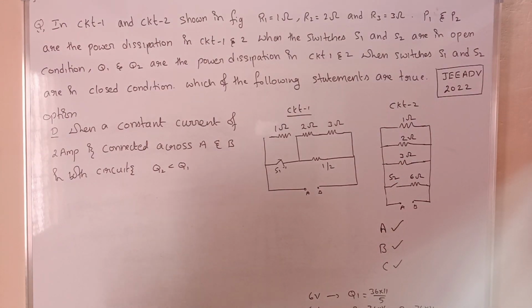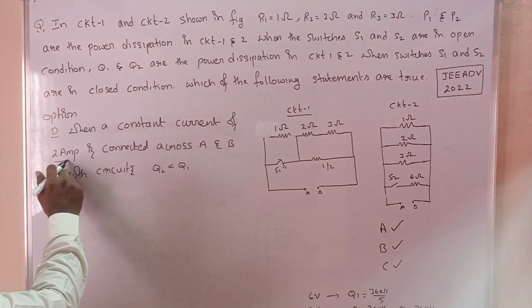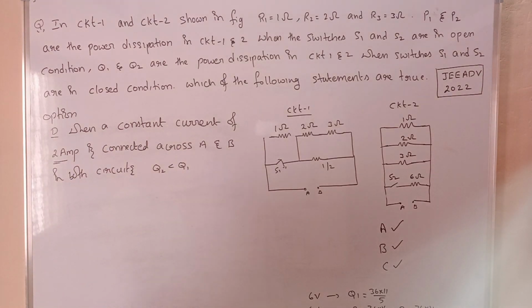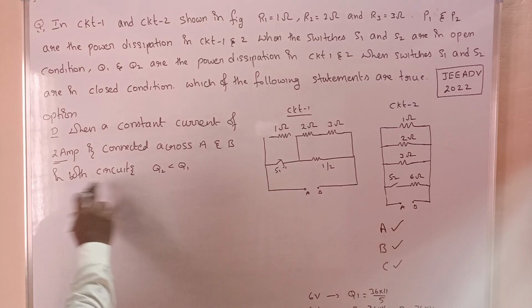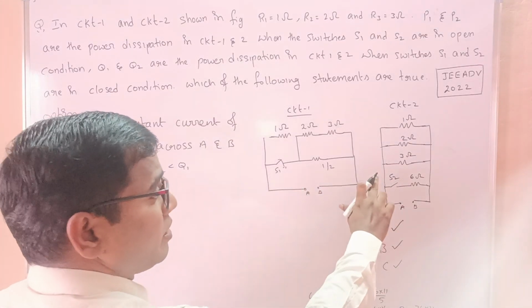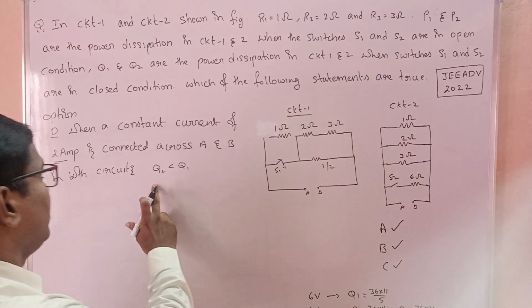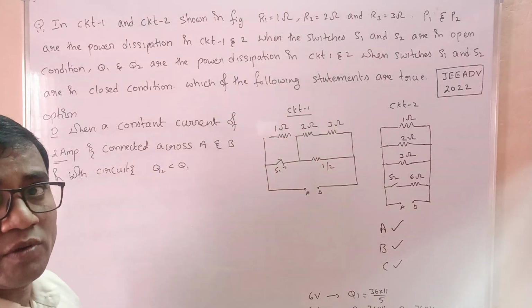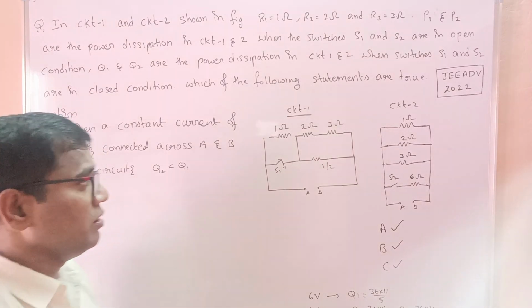Now see the last option. It says that when a constant current of 2 amperes is connected across C and B in both circuits, then Q2 is less than Q1. That means the constant current question is asking about Qs. What is the meaning of Q? Both S1 and S2 we have to close and apply 2 amperes of current, and find out the powers.